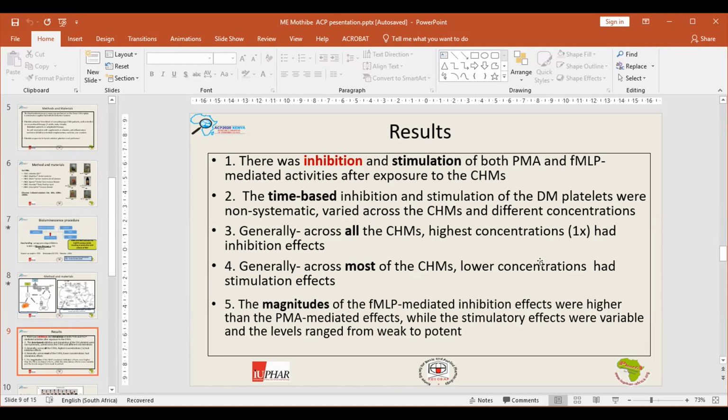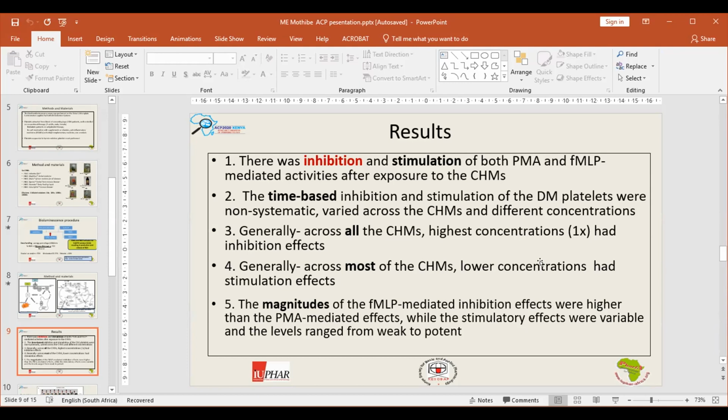They varied across the different herbal mixtures as well as across the different concentrations within each one of the herbal medicines. Generally, though, across all the herbal mixtures, the highest concentration standards had inhibition effects on all the platelets via PMA as well as via FMLP activation. And across most of these herbal mixtures, the lower concentration standards had a stimulation effect. This effect also varied according to the herbal mixtures as well as according to the different concentrations.